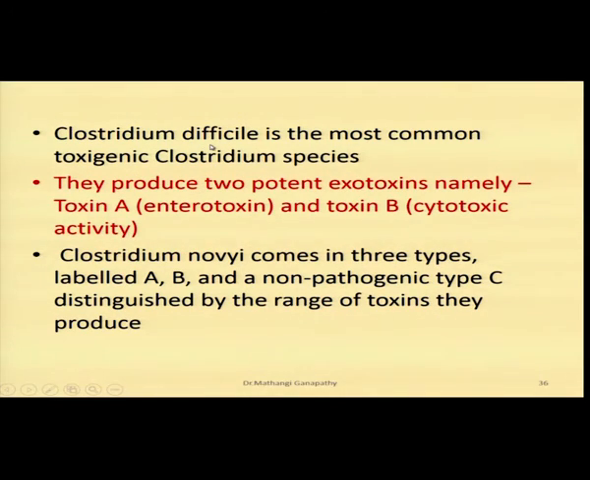Clostridium difficile is also a common toxigenic Clostridium species. It produces 2 potent exotoxins: toxin A, which is an enterotoxin, and toxin B, which has cytotoxic activity. So 2 toxins are present here in the arsenal, an enterotoxin as well as a toxin with cytotoxic effect.